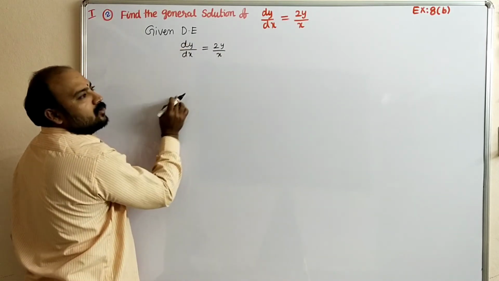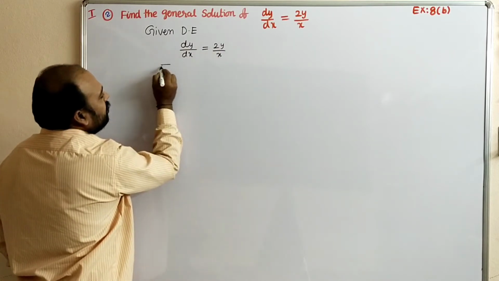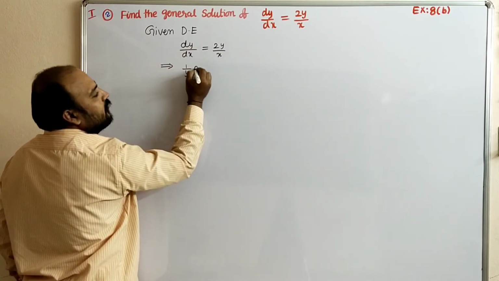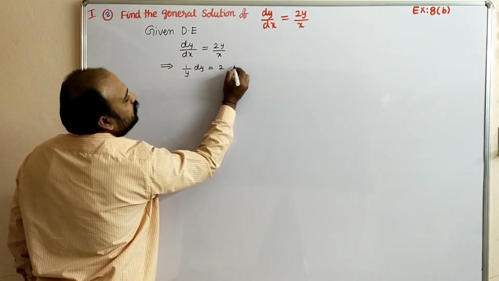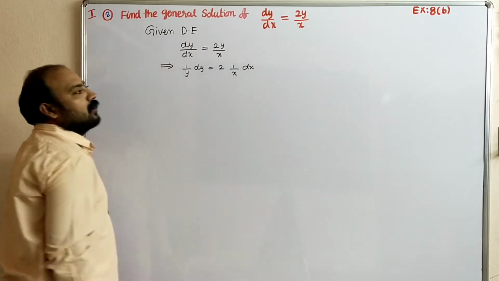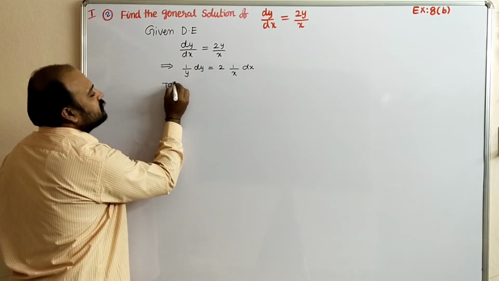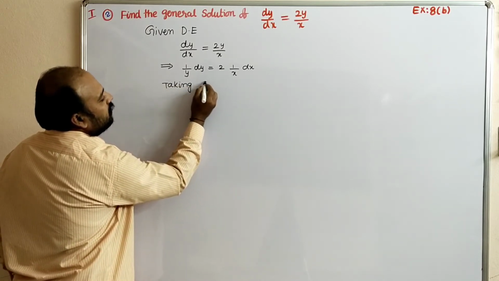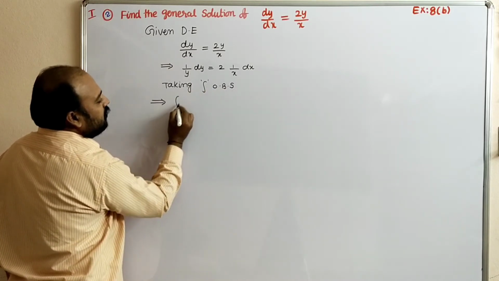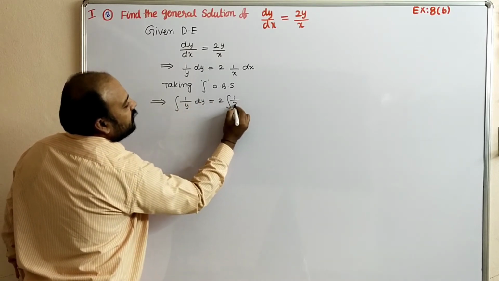Here the dy term is there, so y we are taking this side and dx we are taking here. That implies 1 by y we are taking here and keeping dy here only, and 2 into dx we are taking here, 1 by x into dx. Now variables are separated, y variables and x variables. Now taking integration on both sides. Integral 1 by y into dy is equal to 2 into integral 1 by x into dx.